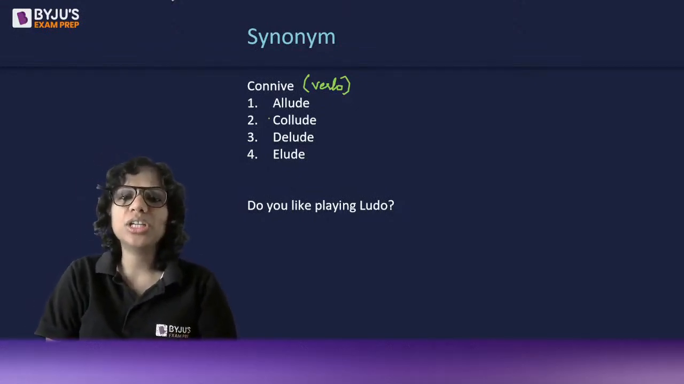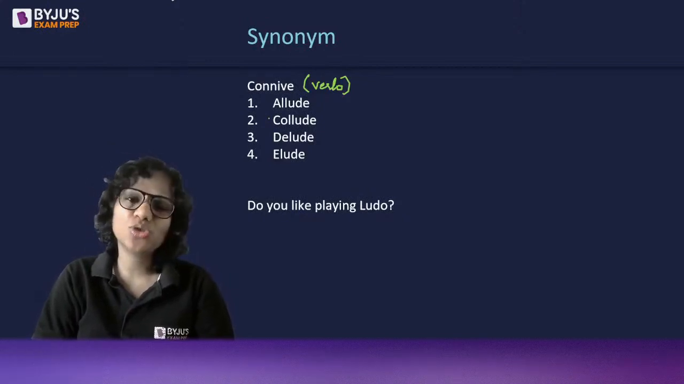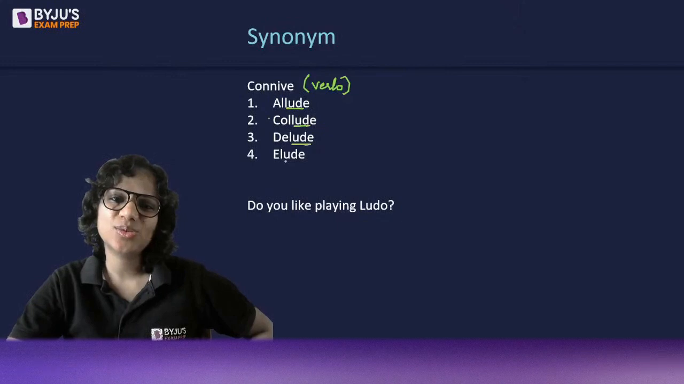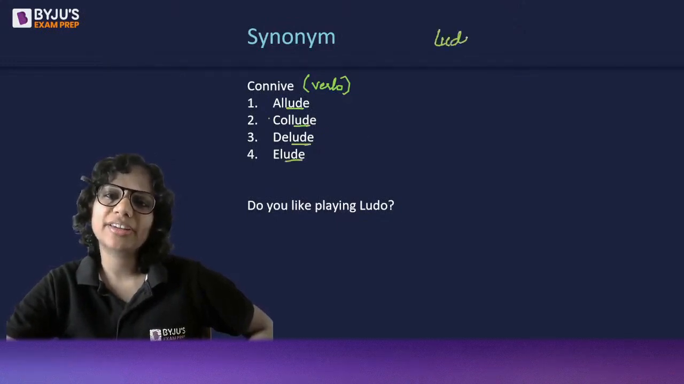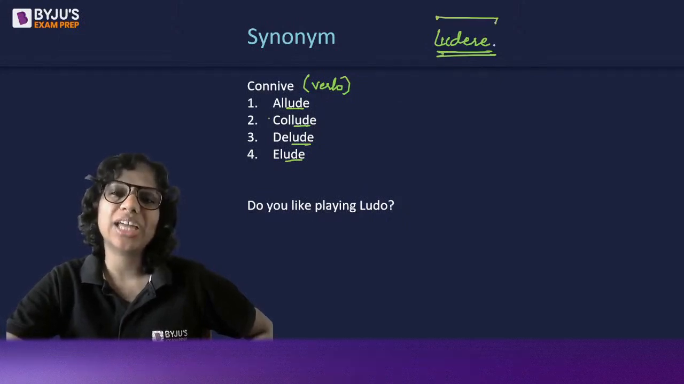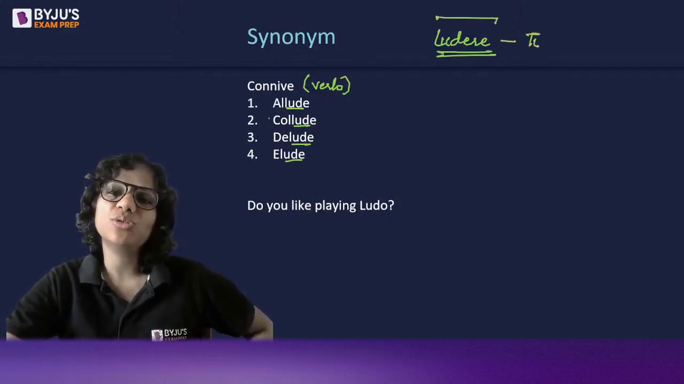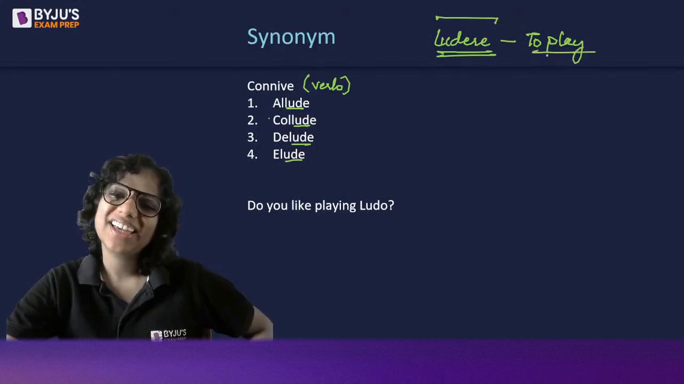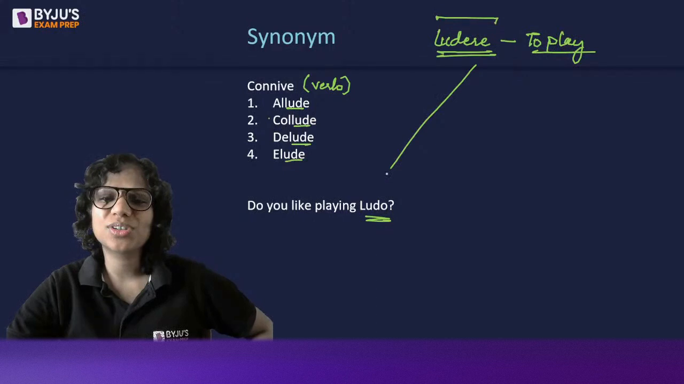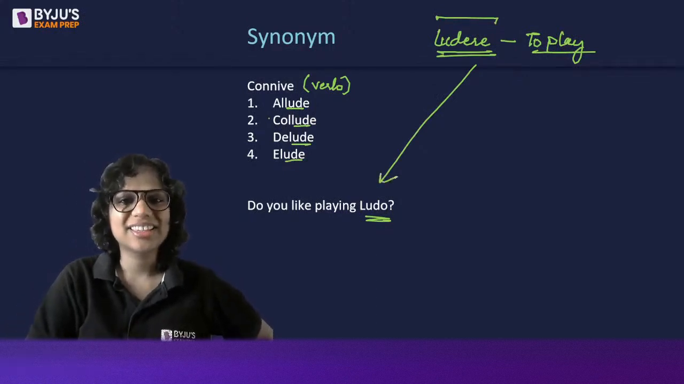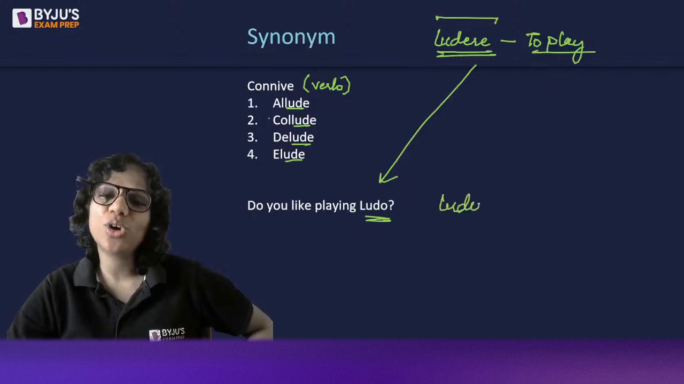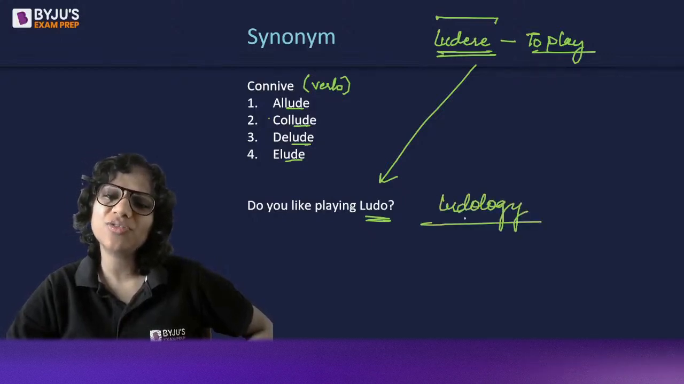Now, delude, elude, collude, allude. So you know that there is a root here, right? The root is ludere. Ludere means to play. The name of Ludo, the game Ludo, comes from this root. Okay, it comes from ludere. There is a whole field today called ludology. Have you heard about this field, ludology?